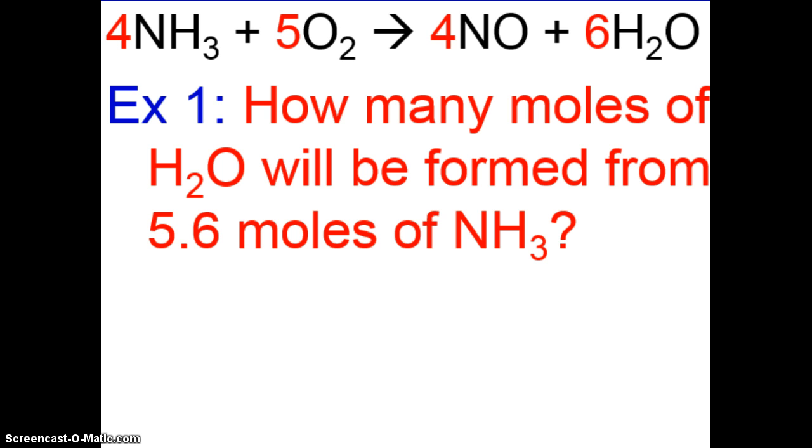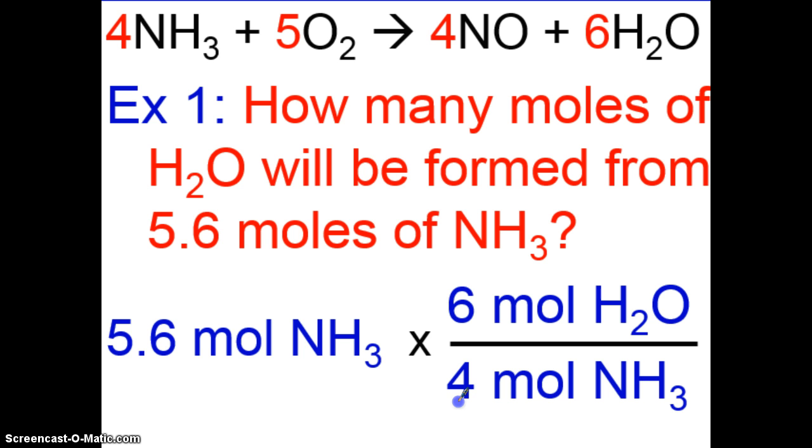It says, how many moles of H2O will be formed from 5.6 moles of NH3? Well, like we've always done in previous chapters, we write down the number that we're starting with, which is 5.6 moles of NH3. And then we would draw our chart, and then we would use what we're going to call our magic step.